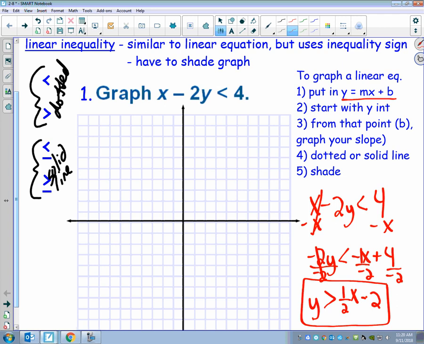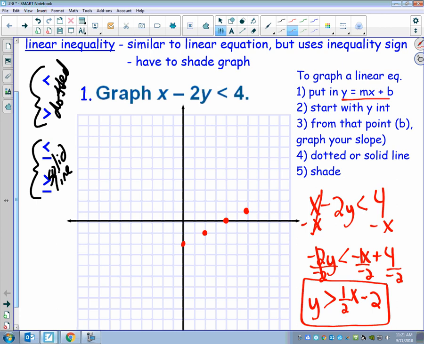Now I'm going to graph it. So from graphing mx plus b, you're going to start with your b, that's your y-intercept. So on my y-axis, I'm going to go to negative 2, and then I'm going to graph my slope. From that point, I'm going to do rise 1, run 2, a slope of 1/2, up 1 over 2, up 1 over 2, right? And you really only need about 3 points probably.